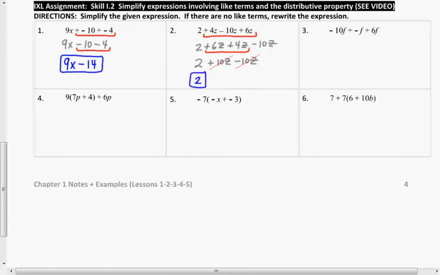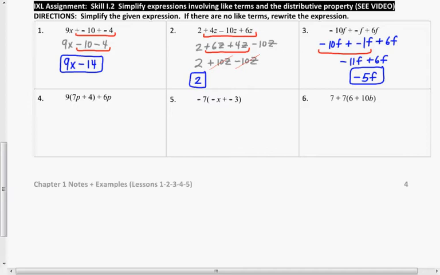All right, the next one, I would suggest that you write this. It's negative 10f plus negative 1f plus 6f. You have to recognize that there's a number in front of that f. It's a negative 1. If there's no coefficient in front of f, the coefficient is a 1. And so if we add the first two terms, negative 10f plus negative 1f, that's negative 11f. And then we can add those and get negative 5f. Negative 11 plus 6 is negative 5. So you can use a calculator to double check those.